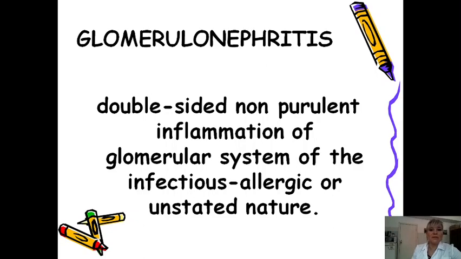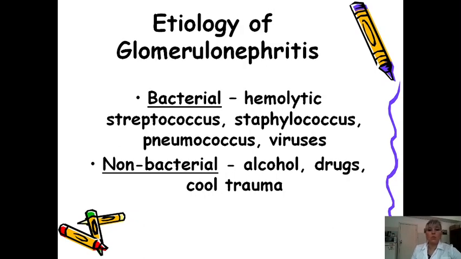At first, glomerulonephritis. What's this definition? It's a double-sided non-purulent inflammation of glomerular system of the infectious, allergic, or unknown nature. Which etiological factors of glomerulonephritis? At first, bacterial components. More often, there are hemolytic streptococcus, but maybe staphylococcus, pneumococcus, viruses. And maybe non-bacterial factors, as example, alcohol, drugs, or cool trauma.